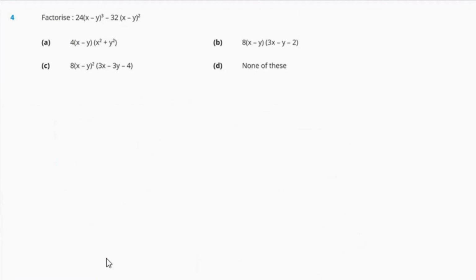Now let's move to the next question. Now the next question is we need to factorize this expression. Here we are supposed to use the identities as well. This is 24 times (x minus y) whole cube minus 32 times (x minus y) whole square. How can we solve it? Clearly, from the entire thing we can take common 8 and (x minus y) whole square. So 8 and (x minus y) whole square we can take out as common.